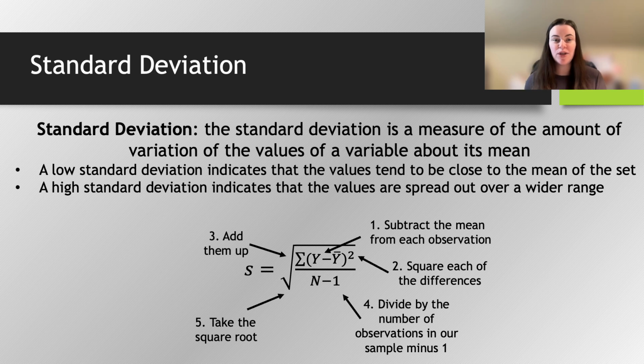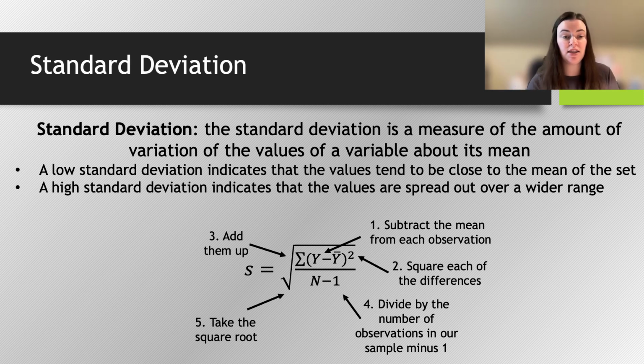And because of that, we typically use the standard deviation, which is simply taking the square root of the variance. In this case, the standard deviation is a measure of the amount of variation of the values around its mean. So very similar idea to the variance itself. However, by using the standard deviation, it helps our interpretation quite a bit because we are no longer using squared units, but just normal units.